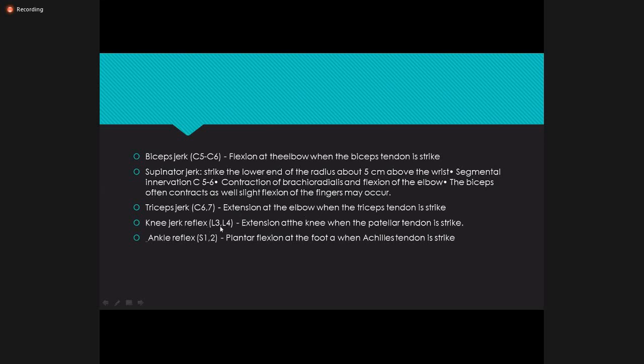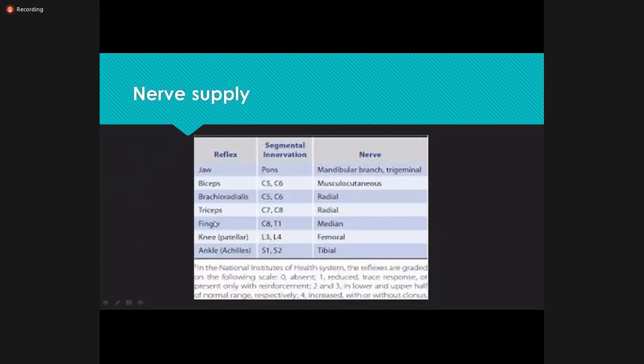elbow. While in the lower limb, knee jerk is supplied by L3, L4, and ankle jerk is supplied by S1, S2. So knee jerk causes extension of the knee and ankle jerk causes plantar flexion of the ankle. Now, besides this root supply, you must also know the nerve. For the bicep, there is the musculocutaneous nerve. Brachioradialis is supplied by the radial nerve, and tricep is again supplied by the radial nerve. Now, knee jerk is supplied by the femoral nerve, and ankle jerk is supplied by the tibial nerve.